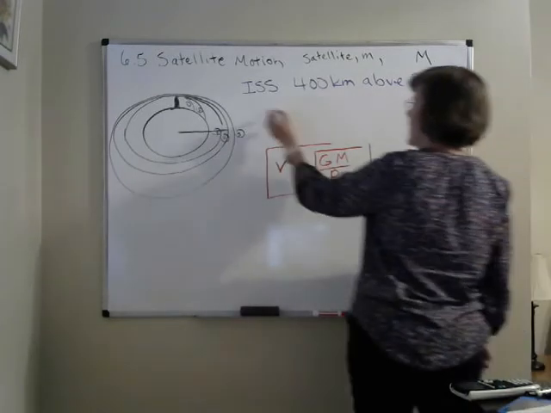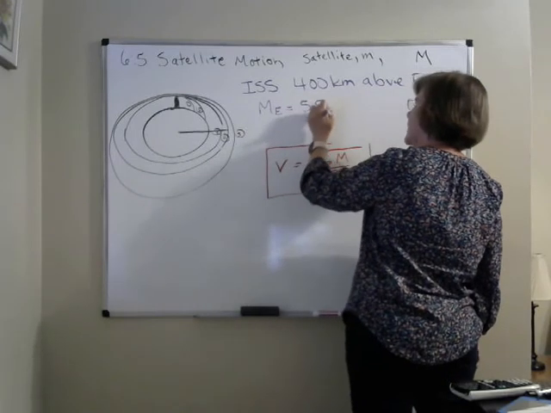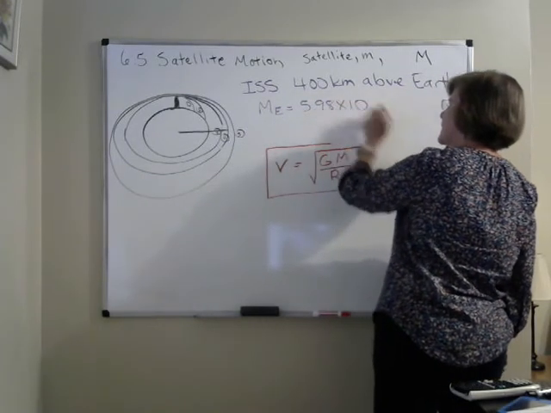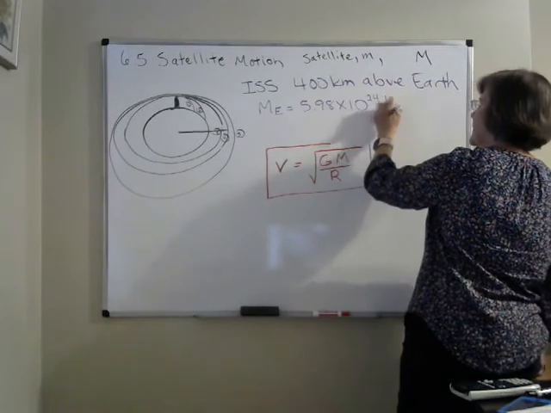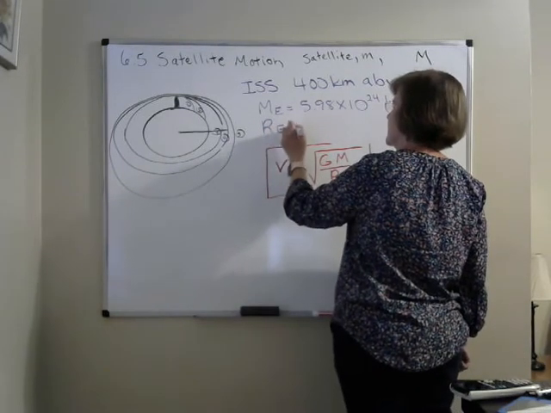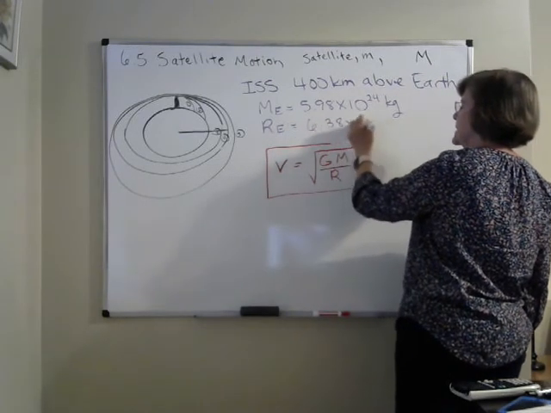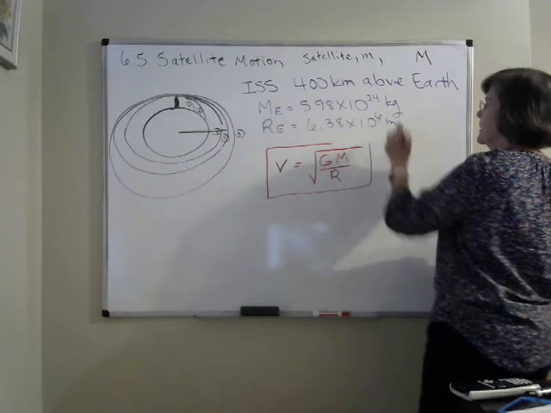We know that the mass of the Earth is 5.98 times 10 to the 24 kilograms. And we know the Earth radius is 6.38 times 10 to the 6th meters.